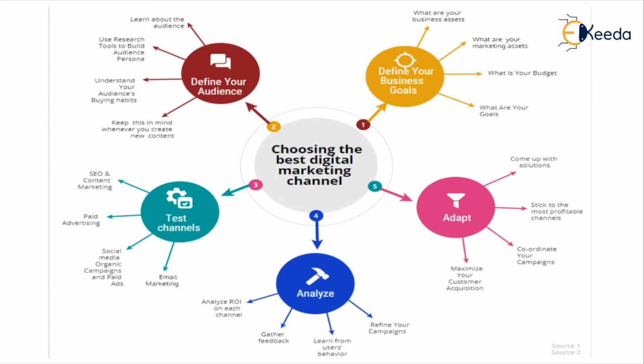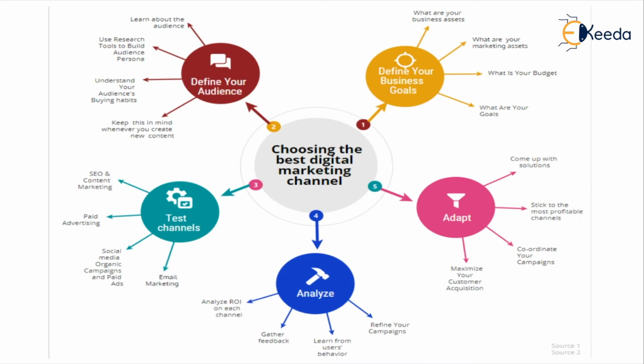Once this is over, then you analyze your ROI on each channel. You gather feedback from your customers on what was the best engaging experience for them. You learn from your users' behavior which was the best way for them to get information and then take the buying action. Then you refine your campaigns. Now you have learned what channel works best for you, and you reallocate your budget according to the best ROI being received or achieved.